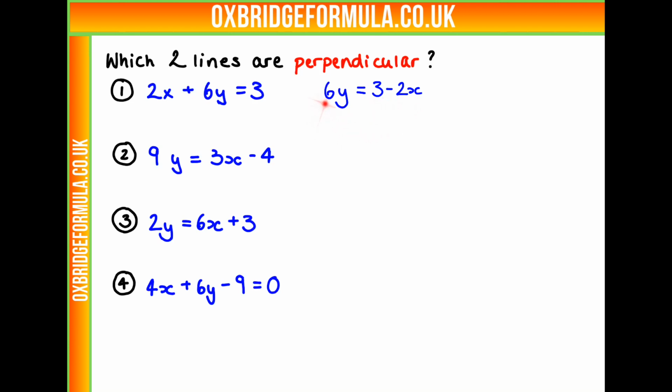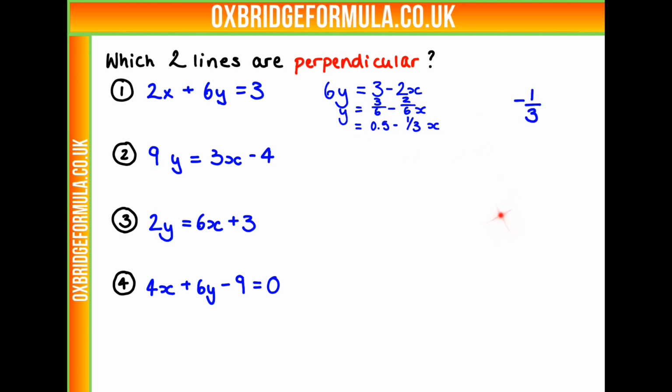And we can simplify this by dividing by 6. y equals 3 over 6, take away 2 over 6x. To get our final line equation as 0.5, take away 1/3 x. So which of this is our gradient value? Well, we know it's the m from mx, so our gradient is minus 1/3.